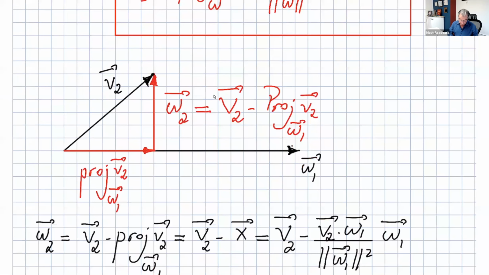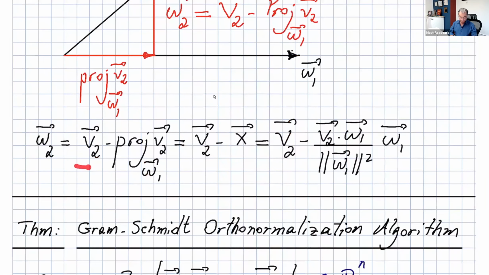But our goal was to find this vector. What is that vector? That vector is just v2 minus x. So it's v2 minus the projection of v2 over w1. And I wrote it here for you. So it's just v2 minus x. And now we have an expression for vector x.